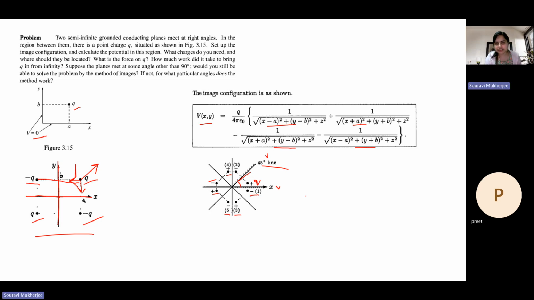You can try to find the image configuration. Okay, so the method works. But does it always work, right? So in this case, first of all, a general relation would be this.